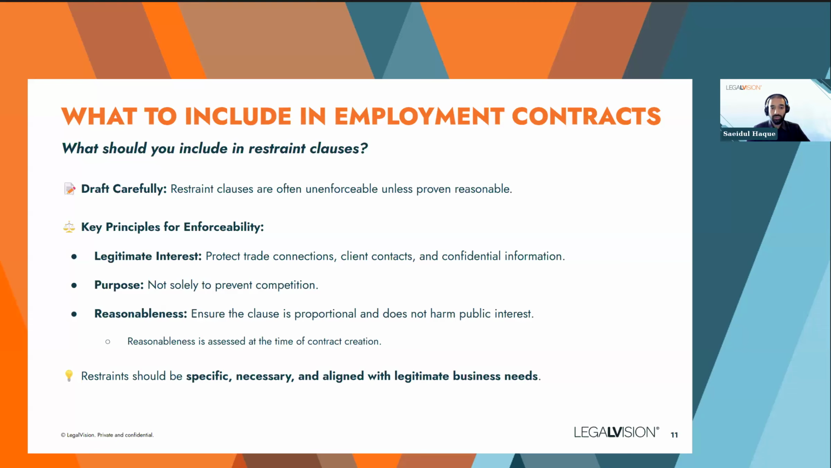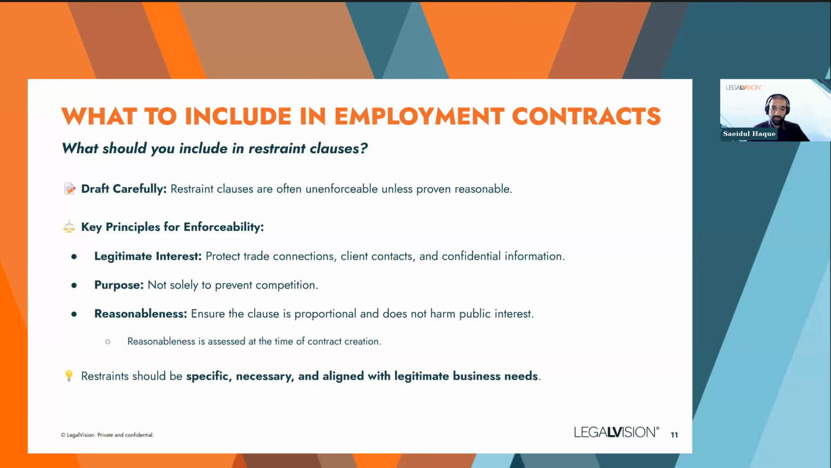It is reasonable to try and protect things like your trade connections, your client contacts, and even your confidential information as well. The second thing to look at is the sole purpose of the restraint, and whether it is just there to prevent competition or whether it's there for another purpose. If the purpose is solely to prevent competition, it wouldn't be enforceable in those circumstances.